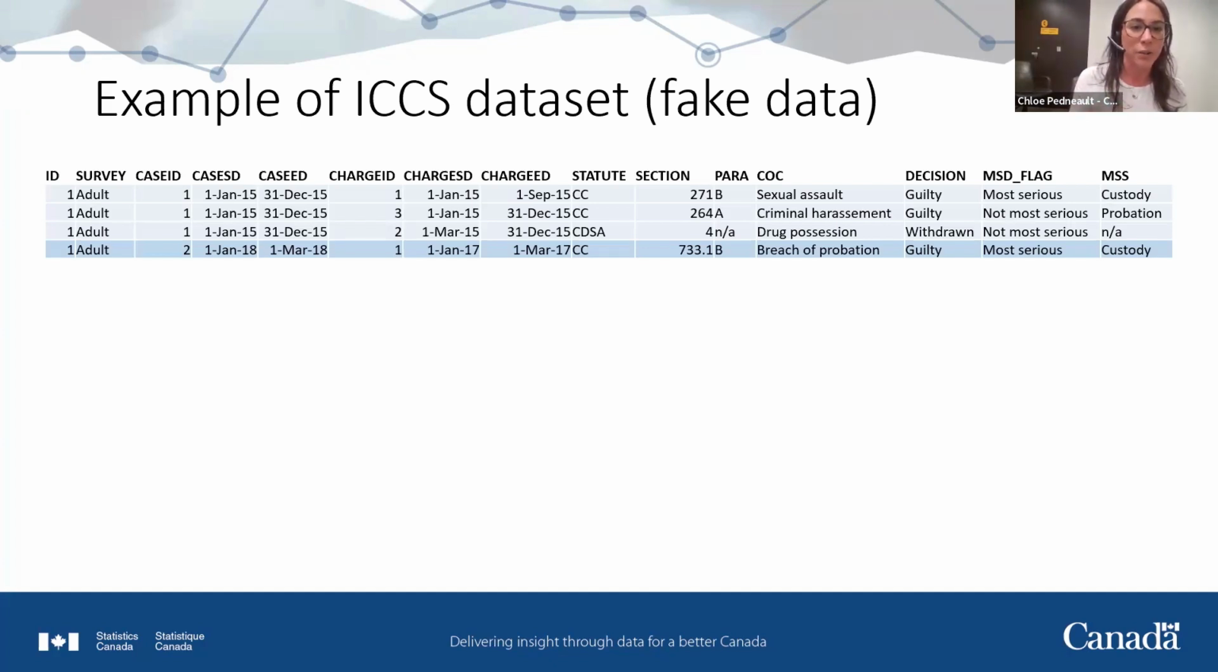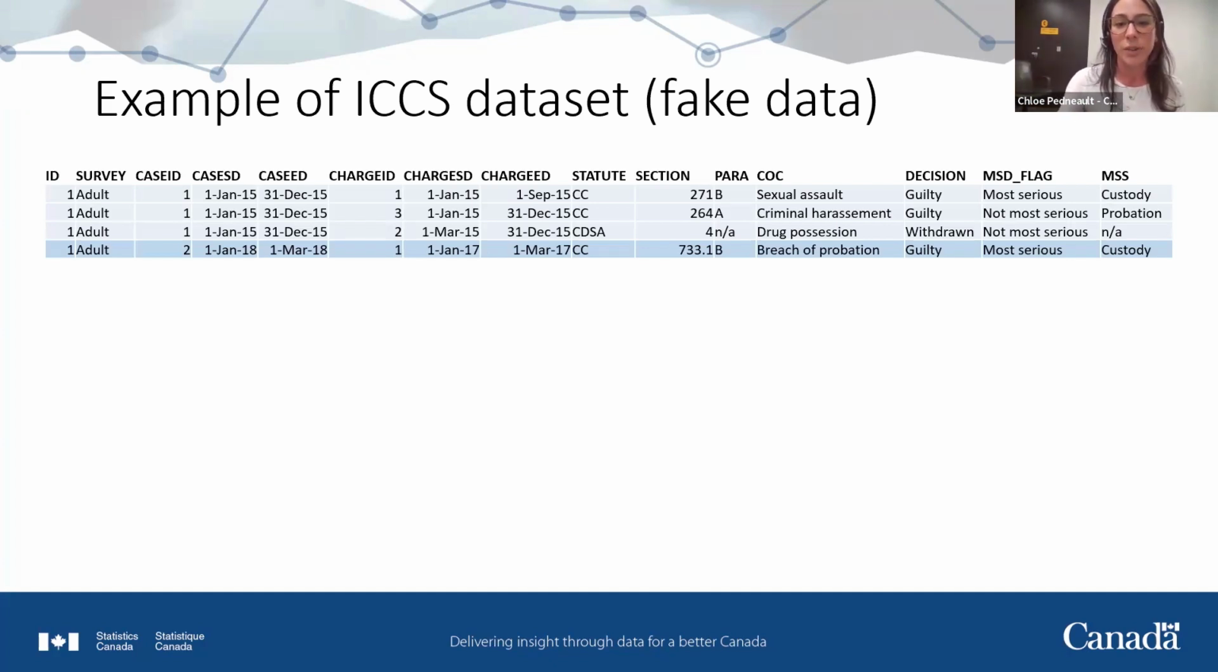like they were processed in adult criminal court. You can see when the case started and ended, when the charges in that given case started and ended, because someone could have multiple charges in a case, and what the federal statute was, the section, and then we have our classic standard groupings for offenses, like this person was charged with, this is all fake data obviously, sexual assault, criminal harassment, drug possession. So that would consist of one case.